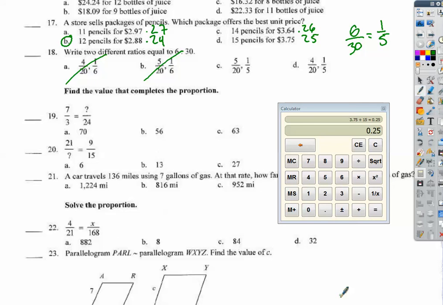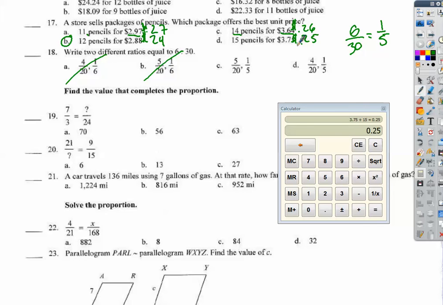Alright, so number 17. What I did here is I divided the dollars by the pencils to figure out how much each pencil costs. So here we had 27 cents per pencil. Here we had 24 cents per pencil. 26 cents per pencil when I divided the cost by the number of pencils. And 25 cents per pencil. So the best option is obviously 24 cents per pencil because it's less money for each pencil.